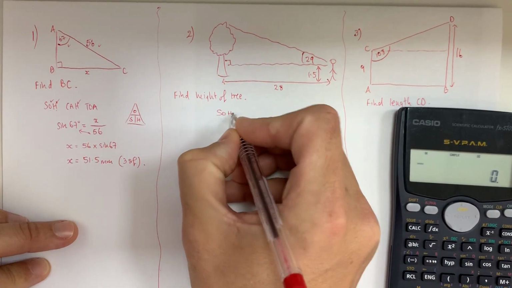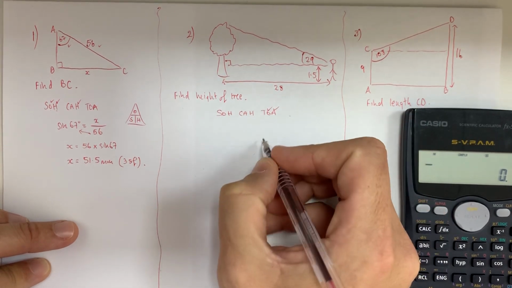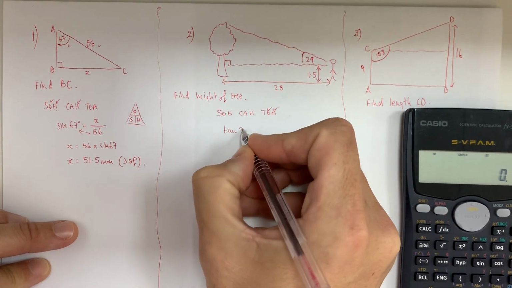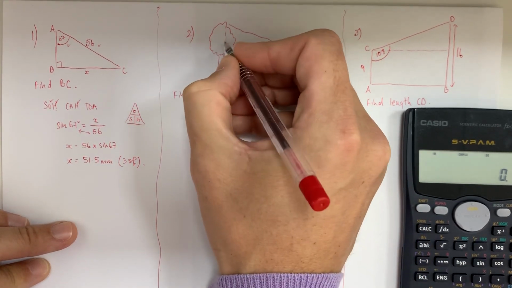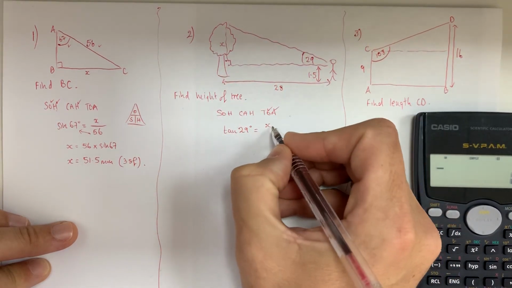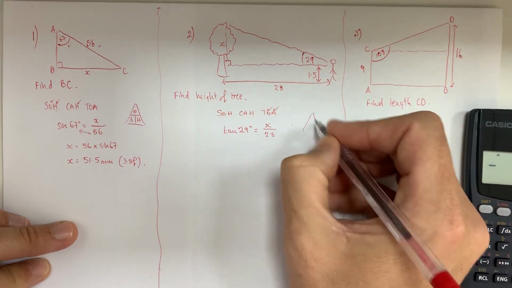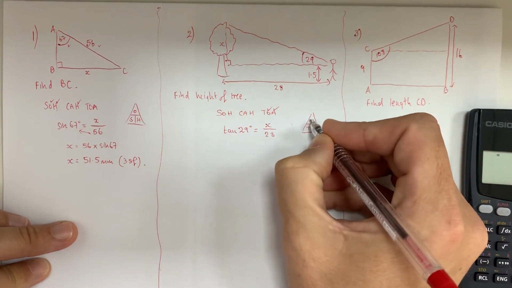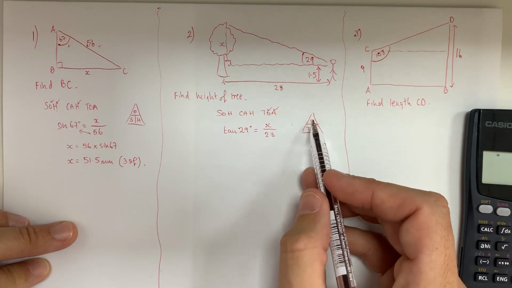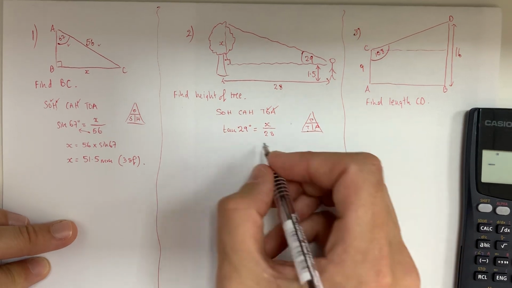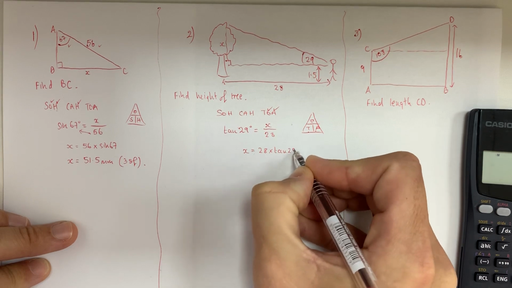So if I do SOHCAHTOA again, I have the opposite and I have the adjacent, so it's tan. So tan of the angle 29 is equal to the opposite, which again, I'm just going to call x, divided by the adjacent, which is 28. So again, draw my little triangle. What am I trying to find? I'm trying to find the top, so cover up opposite, which means tan times adjacent. So x is equal to 28 times tan 29.